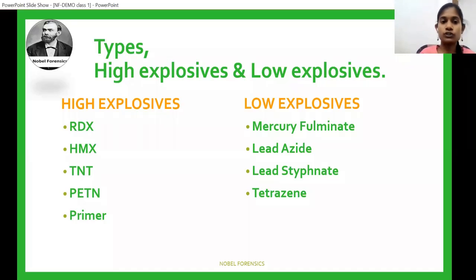And their abbreviations are also important: TNT, trinitrotoluene, 2,4,6 trinitrotoluene. That is the full form of TNT. That is also a previous question. And PETN, pentaerythritol tetranitrate. This is also a previous question. And RDX, though it is a high explosive, initially it was used for medicinal purposes. And that is also a previous question in 2019 UGC NET: which of the following high explosives was used initially for medicinal purposes? That is RDX.